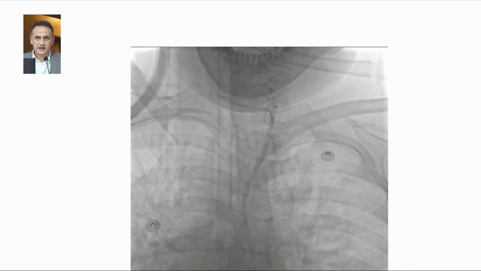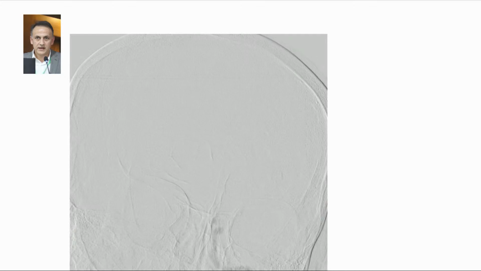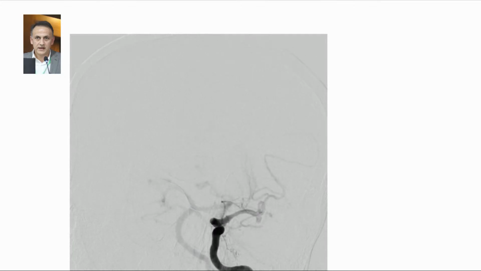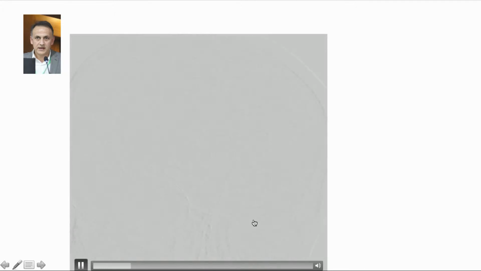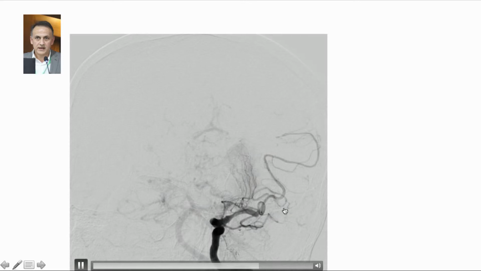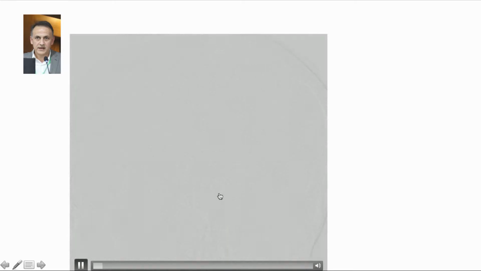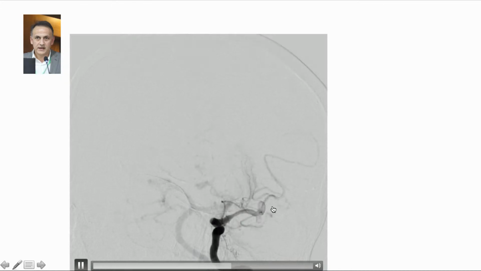And after aspiration of the common carotid artery, we just give contrast, and we see that there is also occlusion of the middle cerebral artery. You see after this point, the artery is occluded, and also the anterior cerebral artery is occluded in this patient.